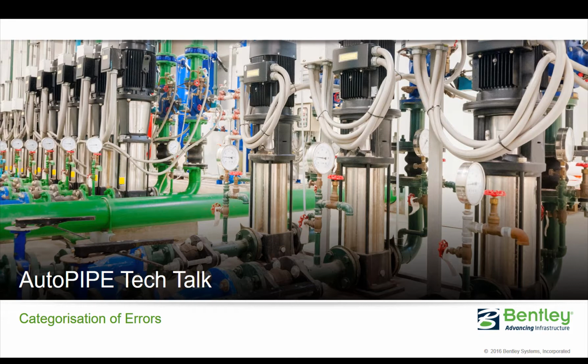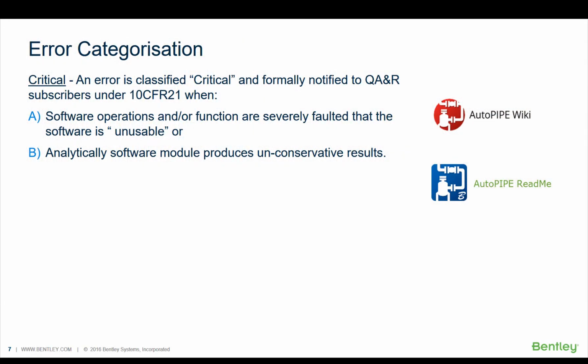Categorization of errors. The errors that are the most severe are the ones classified as critical. They might be very minor in effect and difficult to invoke, but the fact that the result could be unconservative is sufficient to categorize them as critical.